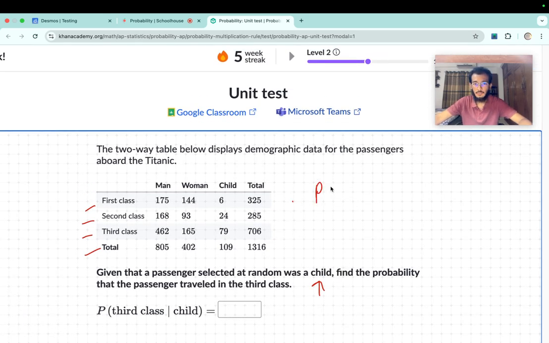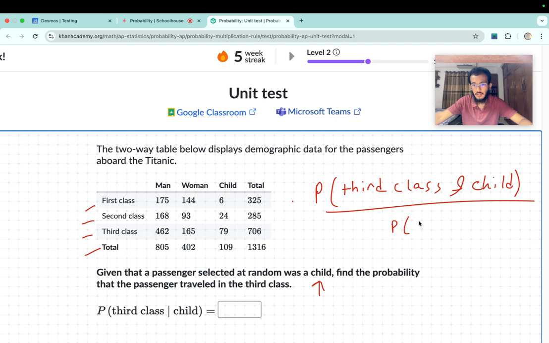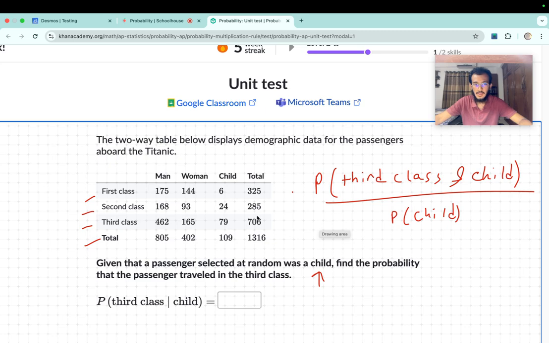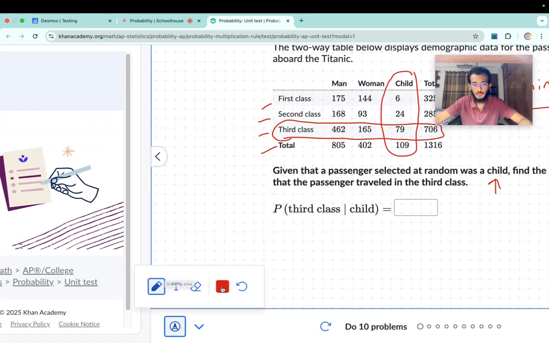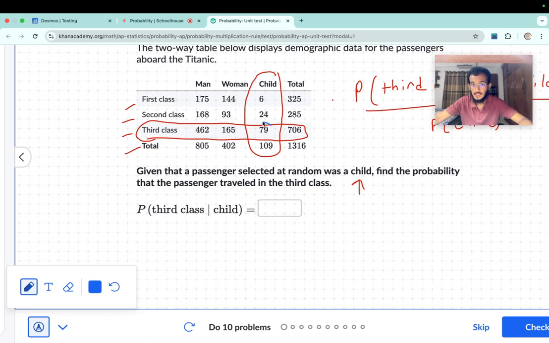this thing would equal the probability of third class and child over the probability of child. Now, what is the probability that the passenger is traveling both third class and child? So we look at this row here and this column here. The intersection is the value that we are interested in, which is 79.